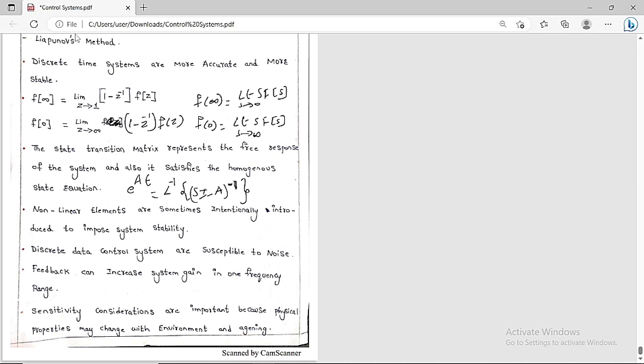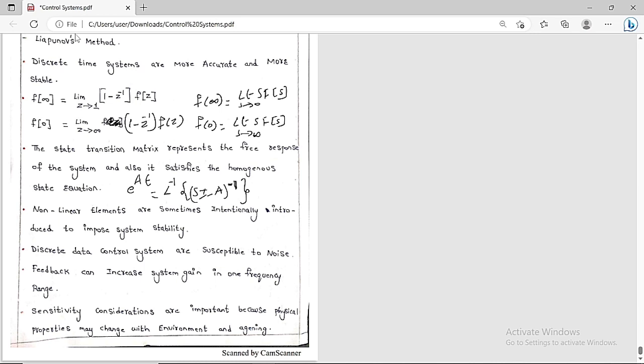The next point is sensitivity considerations are very important because physical properties may change with the environment as well as aging. Suppose you take a control system. As time goes on, the system parameters are going to change. Even with the environment, in whichever environment you keep the control system, the parameters are also going to change. Whenever the parameters change, there is an effect in the output. That is called sensitivity. So sensitivity means, because of parameter changes, what is the effect on the output?